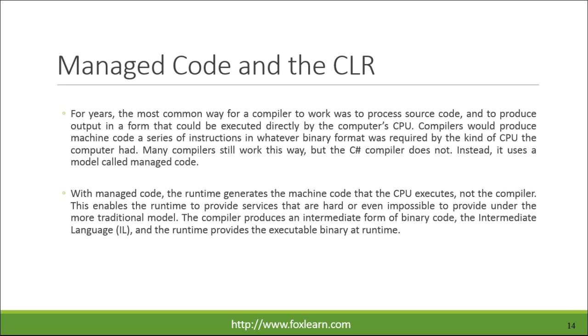For years, the most common way for a compiler to work was to process source code, and to produce output in a form that could be executed directly by the computer's CPU. Compilers would produce machine code, a series of instructions in whatever binary format was required by the kind of CPU the computer had. Many compilers still work this way, but the C# compiler does not. Instead, it uses a model called managed code.